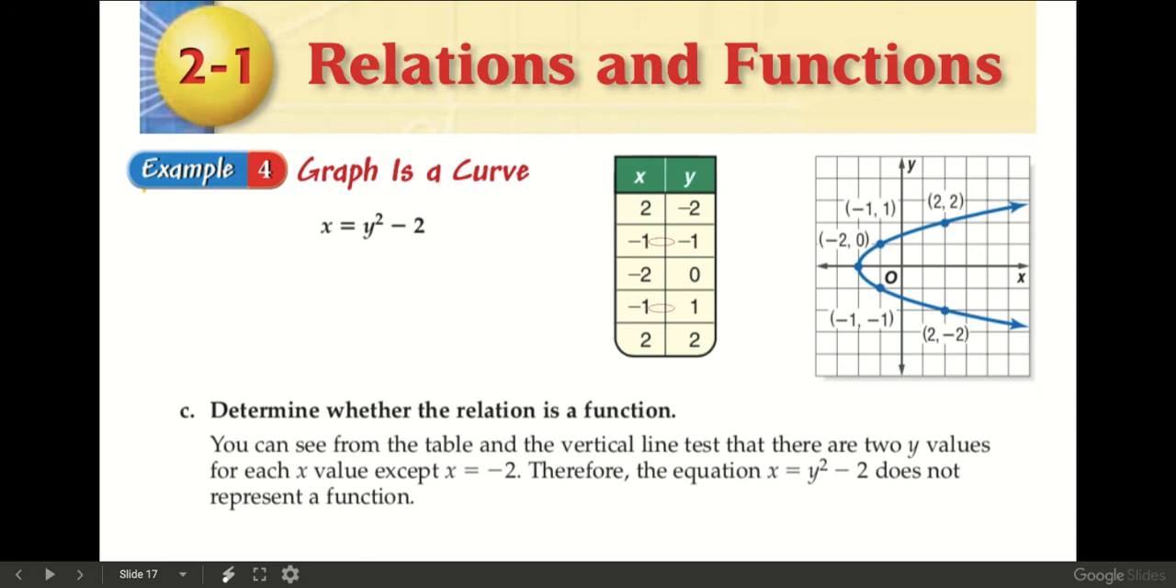Another way that you can look at it is you can see that the x value -1 gets mapped to 2 different y coordinates. So the x coordinate -1 gets mapped to two different y coordinates.